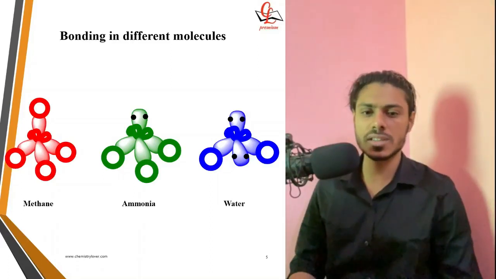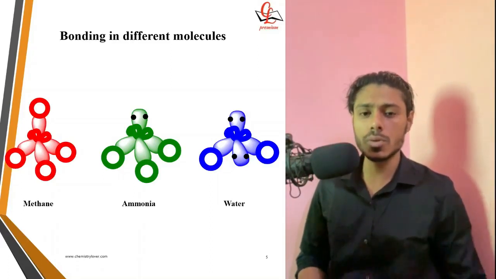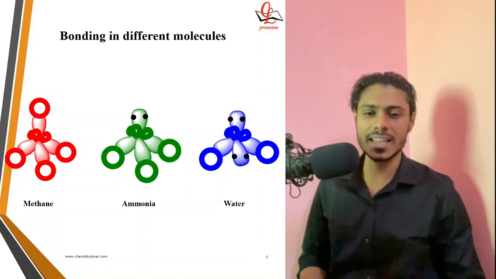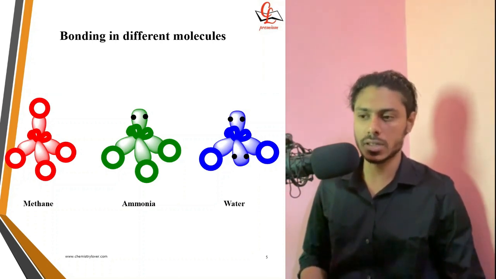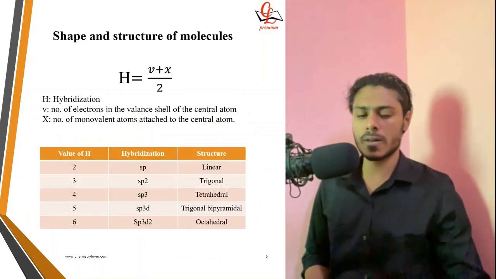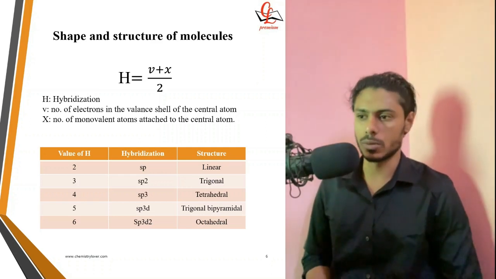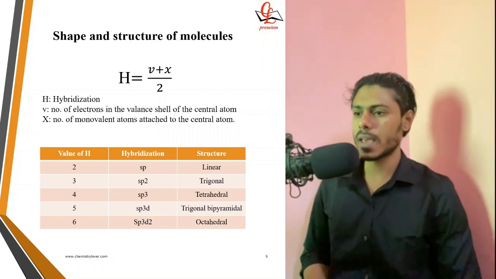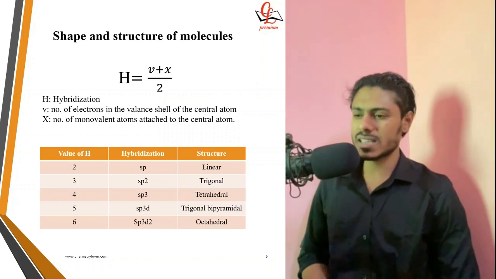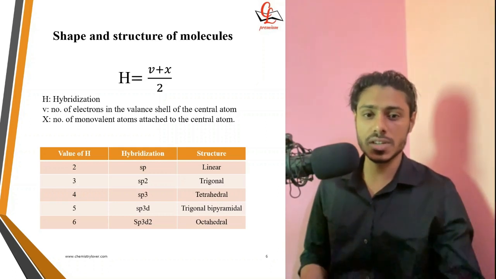How we can predict the structure of a molecule based on their hybridization. And for that we have to use the VSEPR theory, valence shell electron pair repulsion theory. In VSEPR theory, first we need to find out the hybridization of the central atom of a molecule, and for that we have this formula: H is equal to V plus X by 2. So in this case, H represents the hybridization.